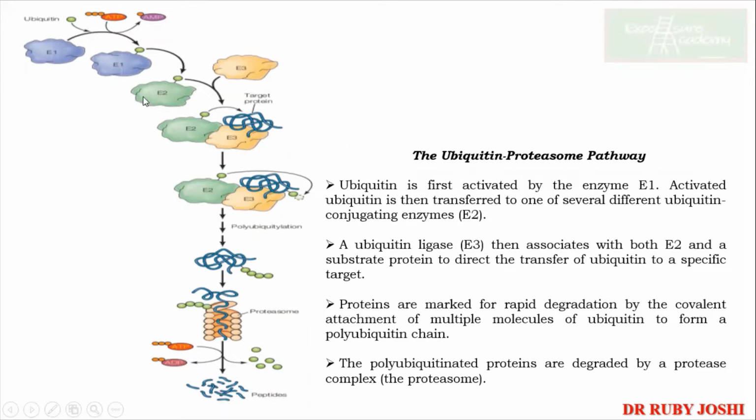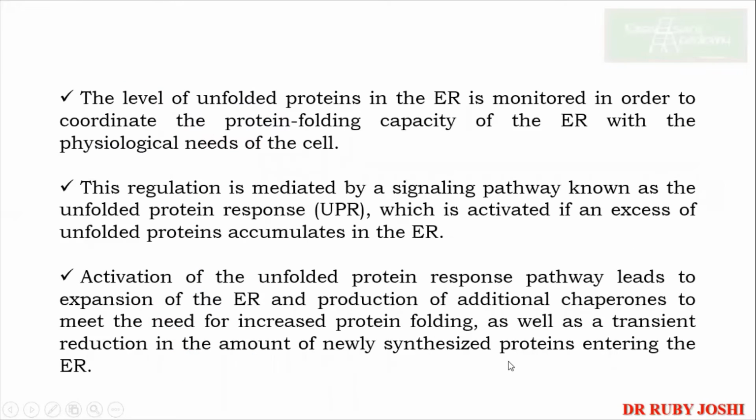So, E1, E2, E3 are there. E1 carries a ubiquitin on ATP activation. This ubiquitin molecule is transferred to E2, and E3 helps in transferring this ubiquitin molecule from E2 to the protein. This is how it keeps adding ubiquitin molecules to the protein, and finally it is taken into the proteasome, where the ubiquitin molecules and the rest of the proteins are degraded into peptides or small amino acids. Clear? This is just a repetition of the same slide.